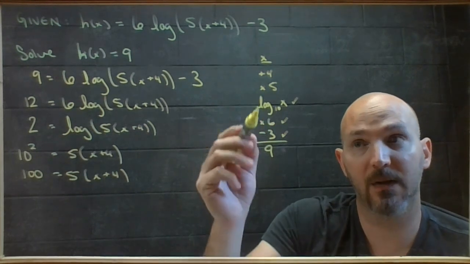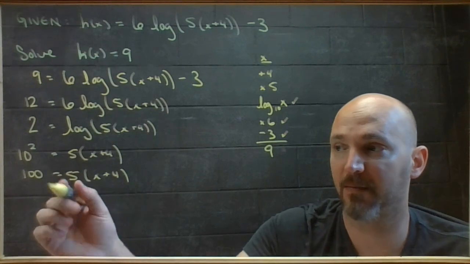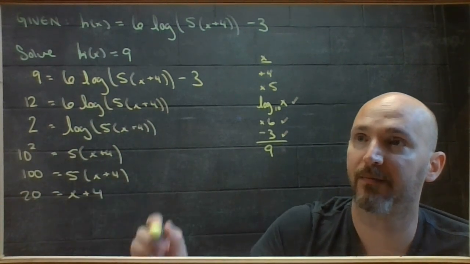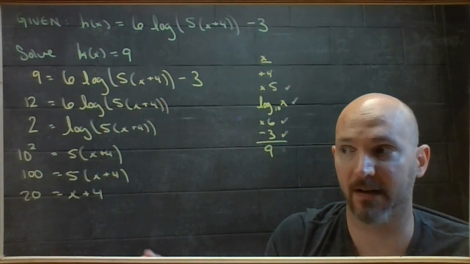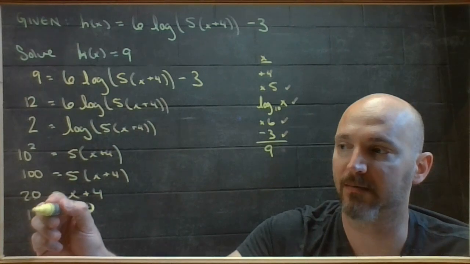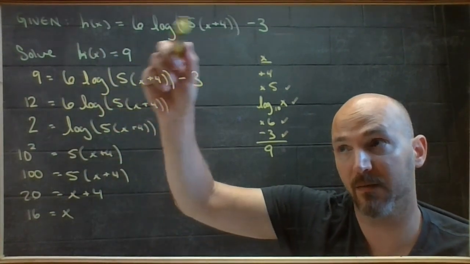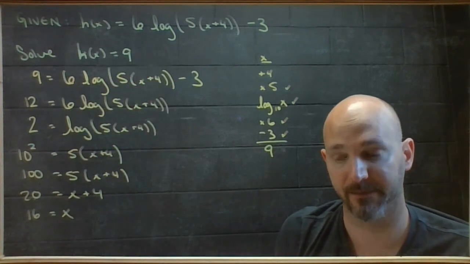I need to undo that multiplication by 5. You do that with division. 100 divided by 5 is 20. Check. And I need to get rid of adding 4 by subtracting 4. 20 minus 4 is 16. So this logarithm has a y value of 9 when x is 16.